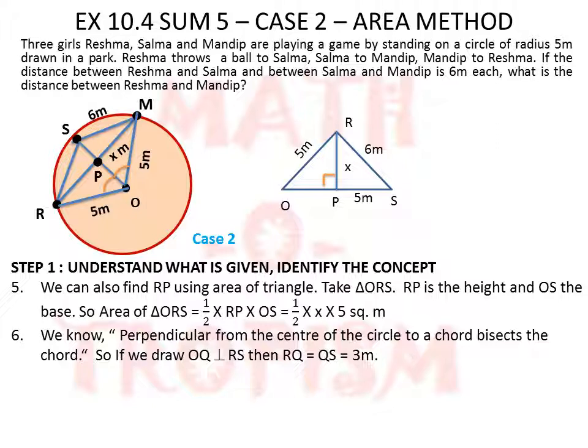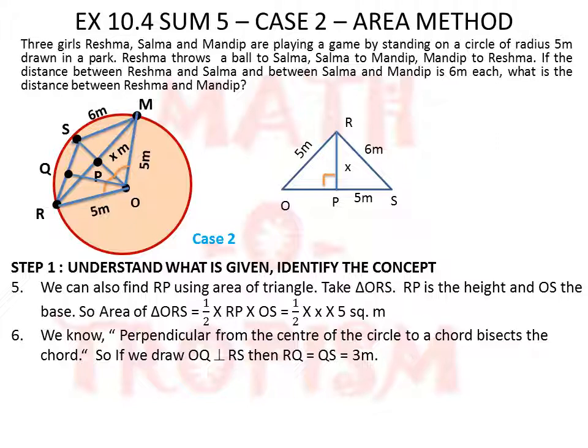So what I will do now is draw a perpendicular OQ to RS. I will be using the theorem that the perpendicular from the center of a circle to a chord bisects the chord. So as a result, what happens to RS? It is split into RQ and SQ, which are both equal to 3 meter.